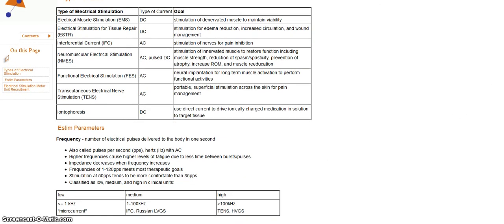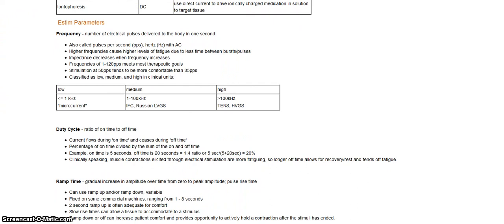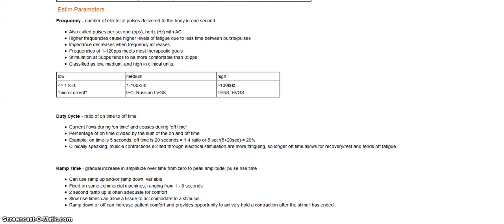The Estim parameters, we'll spend some time talking about this in lab, and when we're selecting a frequency, sometimes it can feel like a big black box, like what do these numbers mean and why does it matter? So when you are taking a look at some factors regarding patient comfort and ability to receive a therapeutic stimulus, you can see how frequency affects impedance. You can see how frequency affects comfort, how frequency is classified.